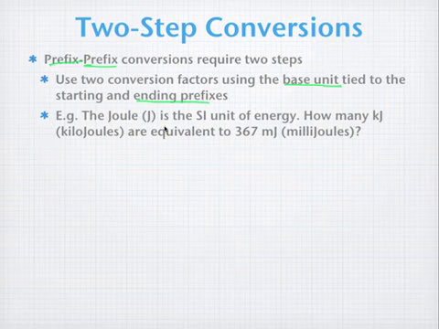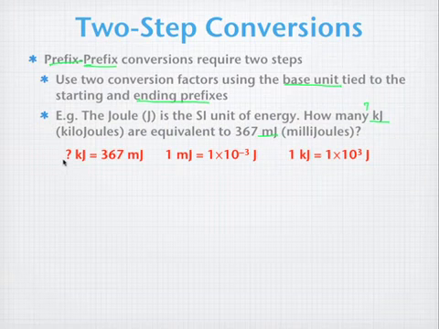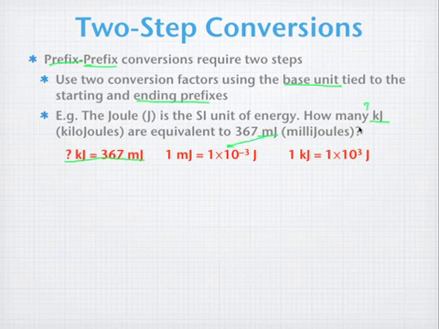The joule is the SI unit of energy. We'll use joules starting in Chapter 5, where we'll learn how this works. We want to know how many kilojoules, kJ, are equivalent to 367 millijoules, mJ. Alright, so our starting equality, question mark goes with kJ, the kilojoules. We want to know how many kilojoules are equal to 367 millijoules. Milli is 10 to the minus 3. Kilo is 10 to the third.